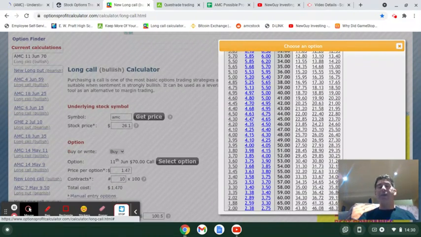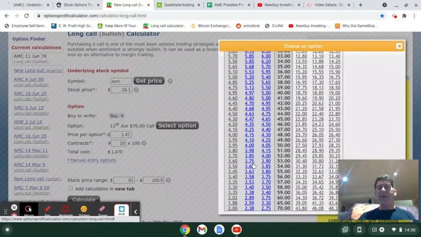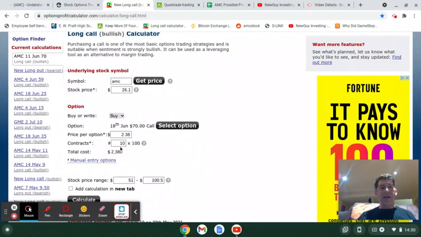Let's look a little further down. We're going to say, oh, the squeeze is about to happen. It's going to shoot up over $100 a share. So I'm going to buy it at a $70 strike price for $2.38. And I'm going to buy 5 contracts. Now you notice my total cost is $1,190, $238 multiplied by 5 contracts. That's what it is. So down here, you'll see the range of stock price.